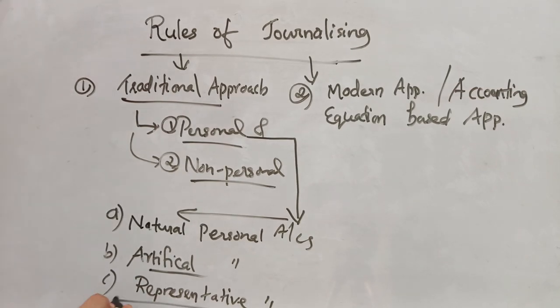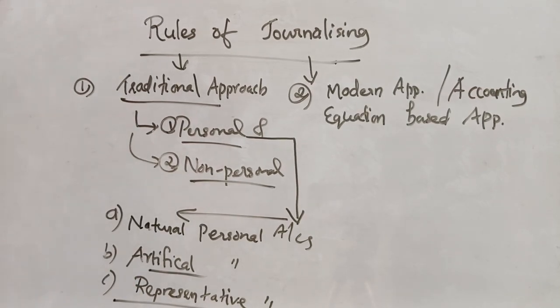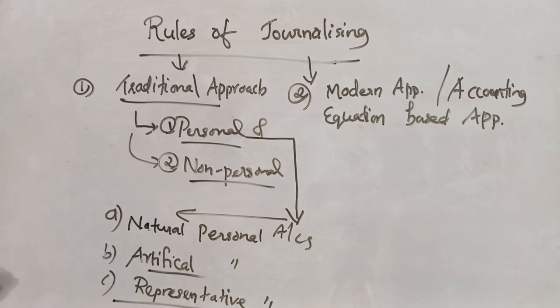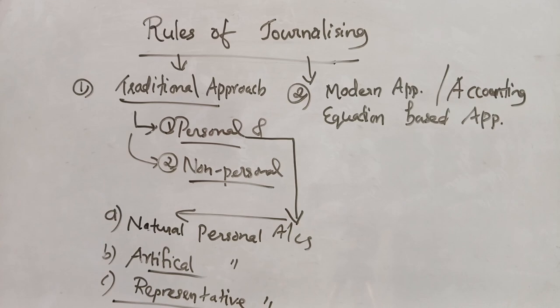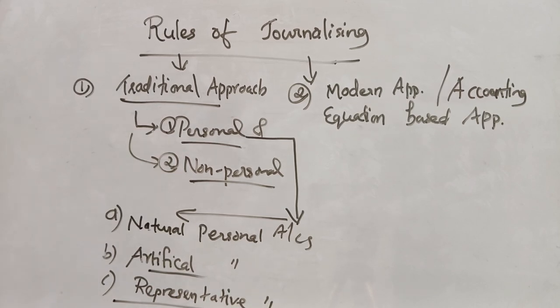Then representative personal accounts. These are accounts which represent a certain group of people to whom or from whom an amount is payable or receivable respectively. That is, it represents a group of people to whom or from whom the amount is payable or receivable. For example, prepaid expense.